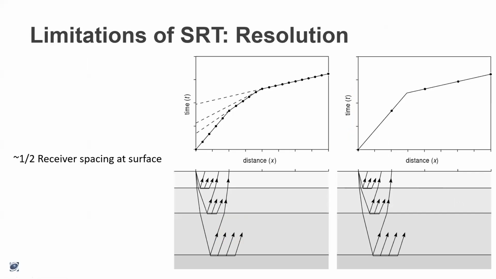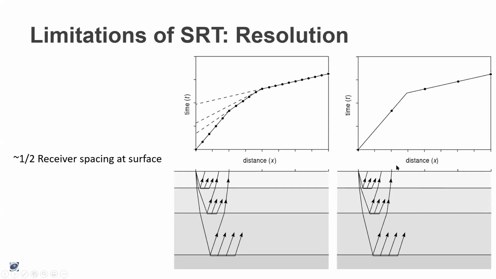So next thing I want to talk about are some of the limitations that seismic refraction has. And one of the big things is resolution. This is not so much a limitation as a constraint that you need to be aware of. So at the surface, your resolution is roughly 1/2 your receiver spacing. That changes with depth, obviously.